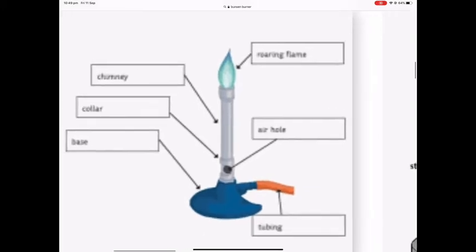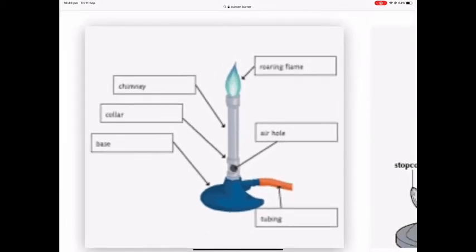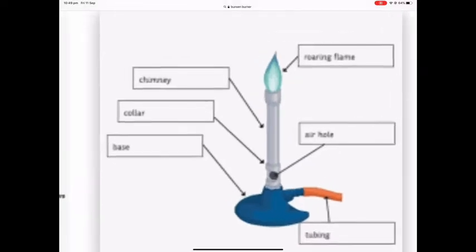And then it's got like a sleeve or a collar around it which can be turned to close the air hole or to open it. And then the main chimney and then the flame at the top. Okay, so they're the different parts.